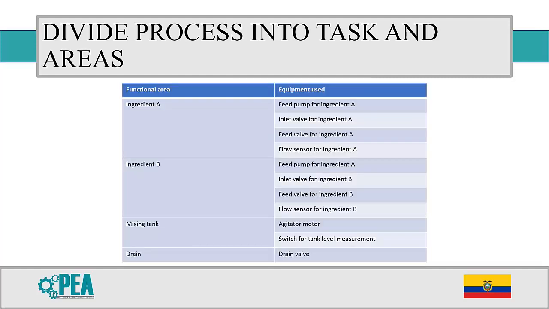Now I'm going to explain the equipment used for each functional area. For example, for ingredient A and ingredient B, we have the same structure: a feed pump, an inlet valve, a feed valve, and a flow sensor. The only difference is that one is for ingredient A and the other one is for ingredient B. Then if we go and analyze the mixing tank, we have an agitator motor and the switch for tank level measurement. And finally, in the drain area, we have the drain valve.